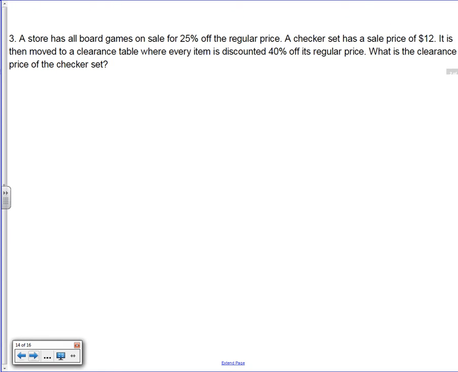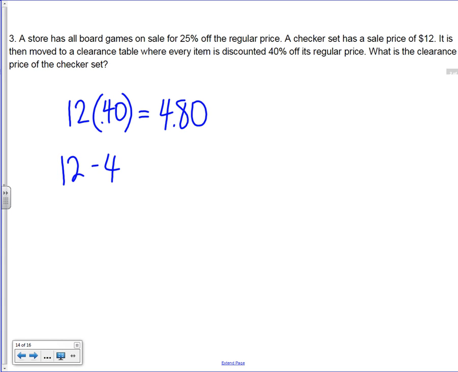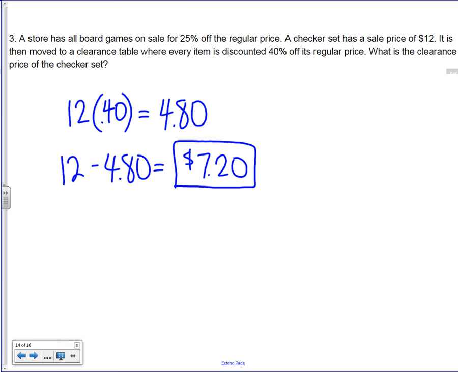All right, so in this one, we've got a 25% off the regular price, but it already told me that I have a sale price of $12, so really that 25% is irrelevant. Now it's being moved to a clearance table, so now it's 40% off. So if I take my $12 and find 40% off of that, I get $4.80. Well, I'm taking it off of my $12, so we'll subtract. And that will give me $7.20.